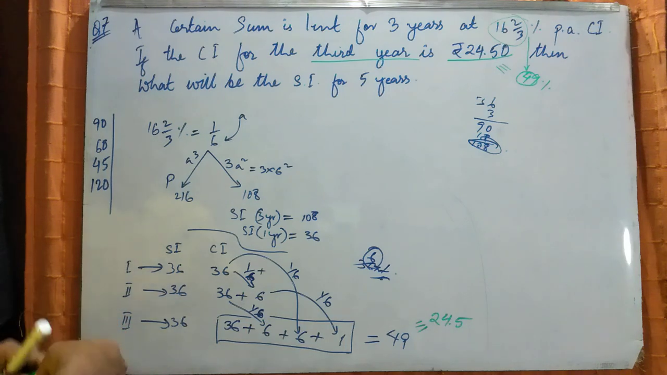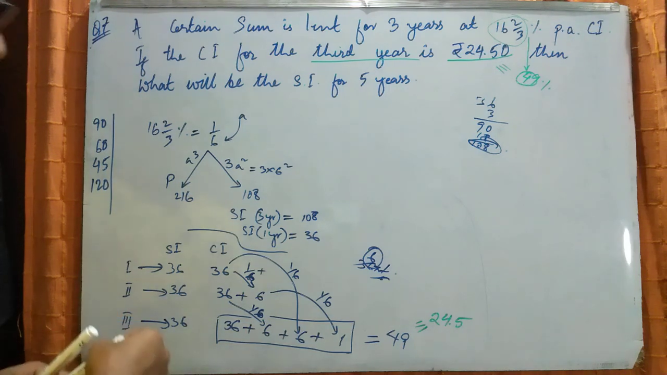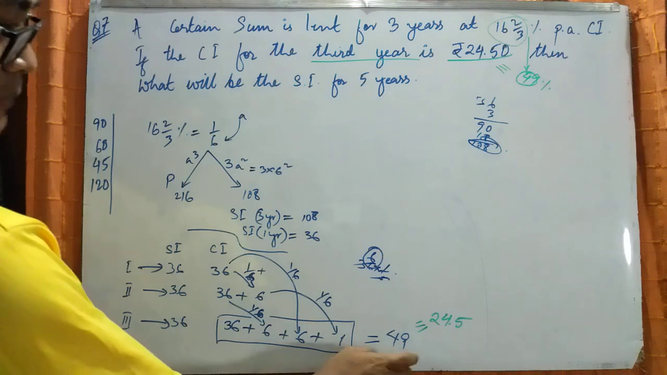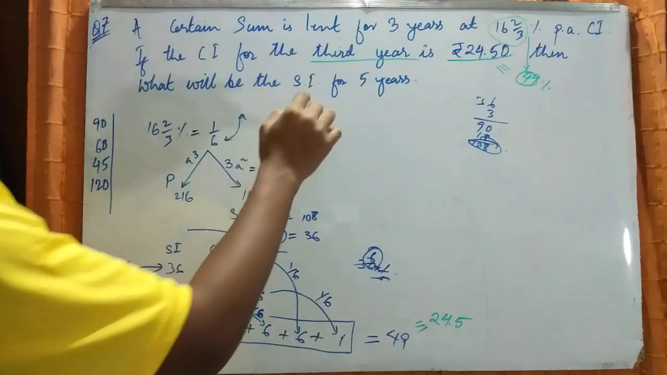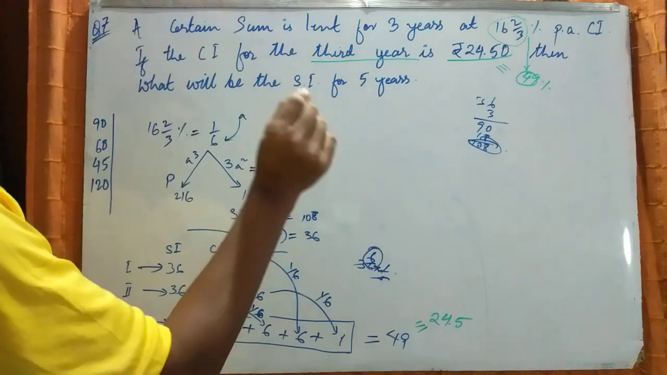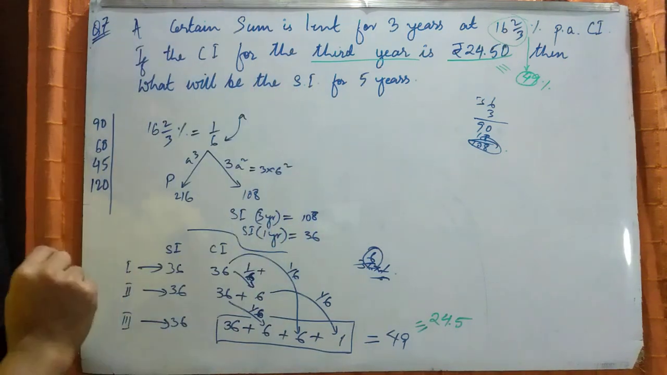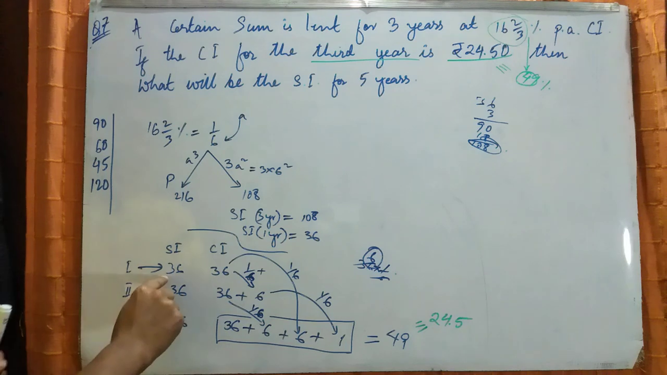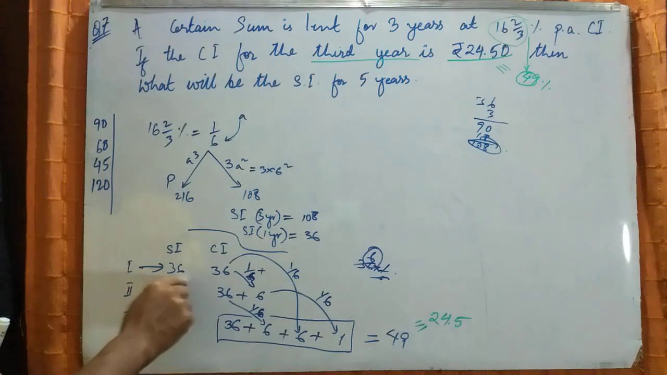Now the question is the simple interest for 5 years. First, we need the simple interest value for 1 year, which is 36.